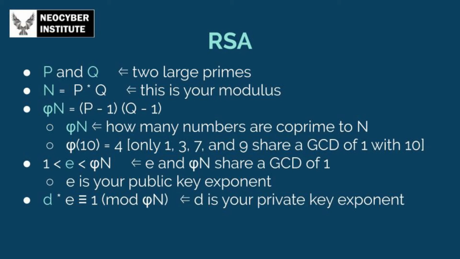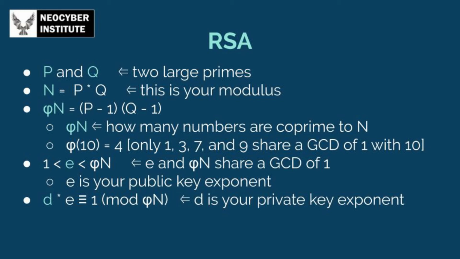Next, you'll calculate the totient of N. The totient of N represents how many numbers smaller than N are coprime with it. Coprime means that the 2 numbers share a greatest common factor of 1. So for example, the totient of 10 is 4, because 1, 3, 7, and 9 are the only numbers less than 10 that have no common factors with it besides 1.